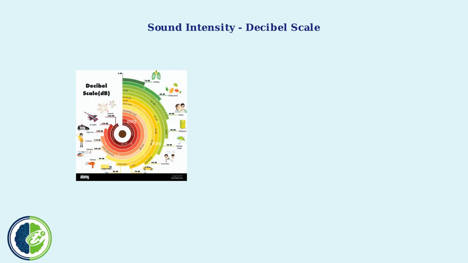Another common application is measuring sound intensity using the decibel scale. This logarithmic scale helps us compare sounds from the faintest whisper to the loudest jet engine. The decibel formula uses logarithms to compress the huge range of sound intensities we can hear. A sound that's 10 decibels higher is actually 10 times more intense.